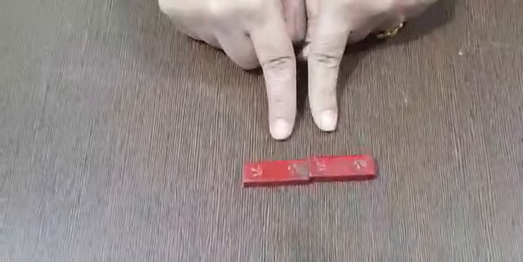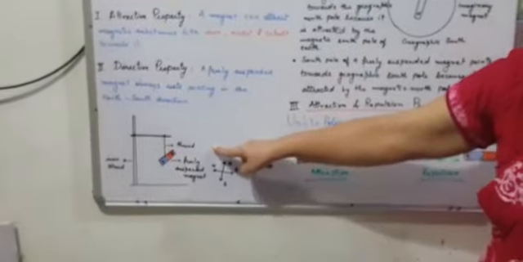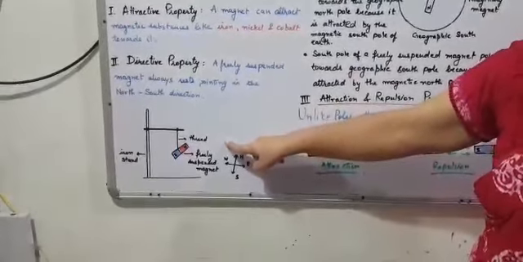Now see what happens. See what has happened? Repulsion has taken place and the south pole got attracted towards the north pole. This is the third property of the magnet, and this very property of the magnet also explains why this suspended bar magnet always points in the north-south direction.